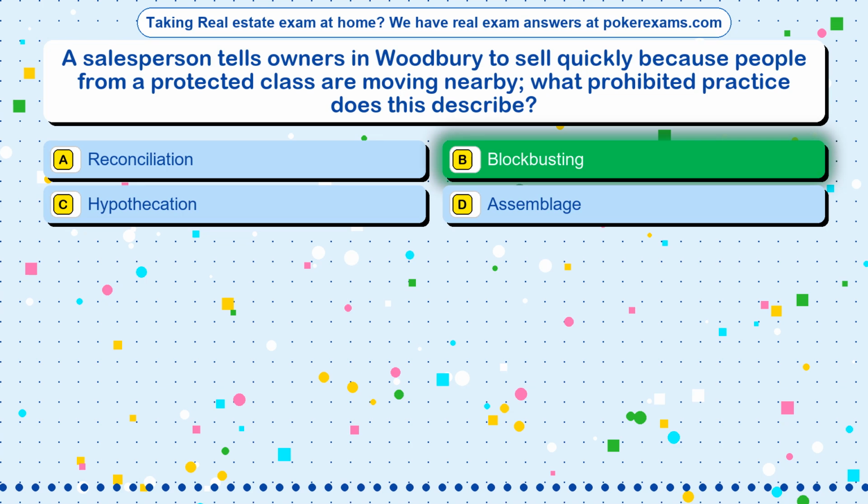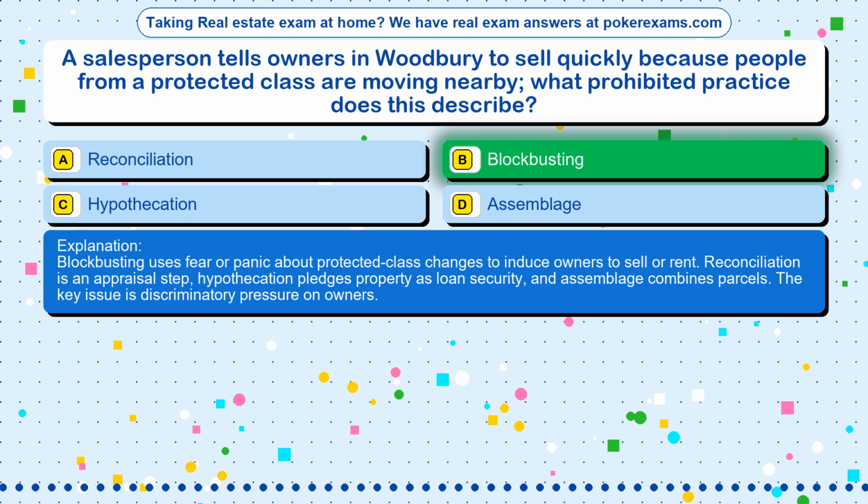The correct answer is option B, blockbusting. Blockbusting uses fear or panic about protected class changes to induce owners to sell or rent. Reconciliation is an appraisal step. Hypothecation pledges property as loan security, and assemblage combines parcels. The key issue is discriminatory pressure on owners.